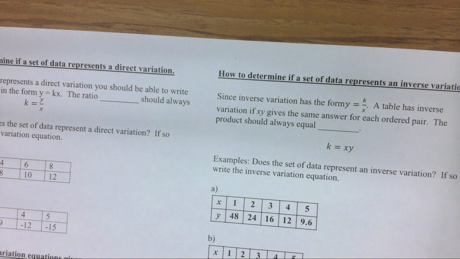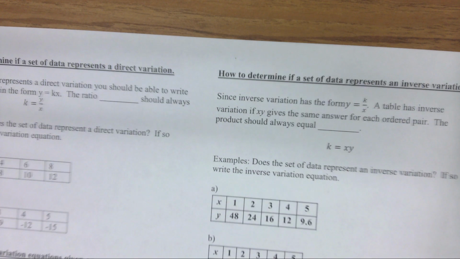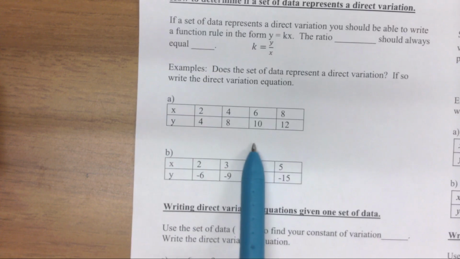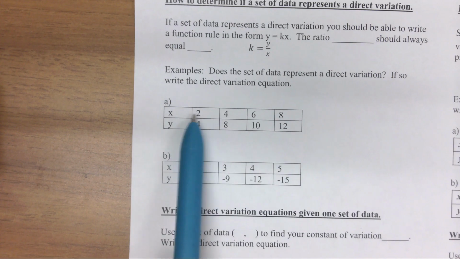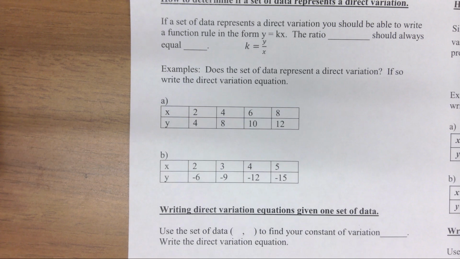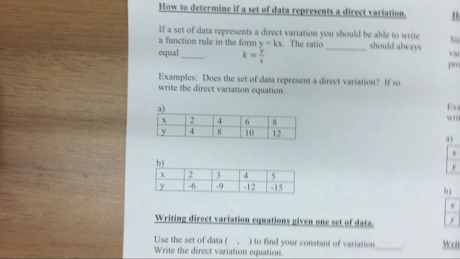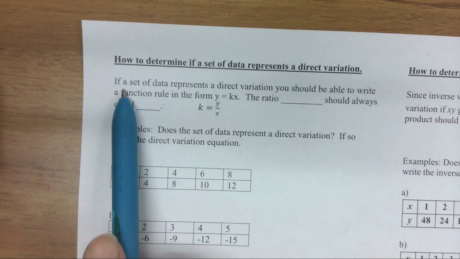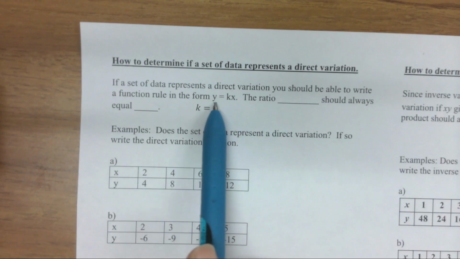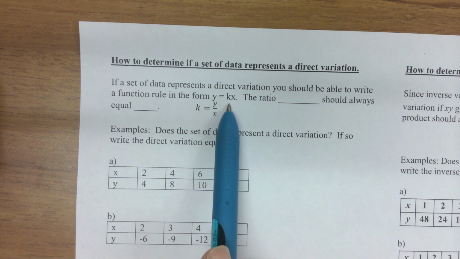Okay, so if you're given a table of values, you might see a couple different ways. The tables either can be stacked horizontally. Do you see how the X's are on top and the Y's are on the bottom? Or you might see one stacked vertically. If you see it stacked vertically, the X's will be on the left and the Y's will be on the right. Either way, if a set of data represents a direct variation, you should be able to write a function rule in the form y equals k times x.